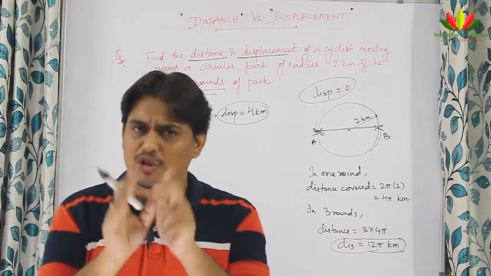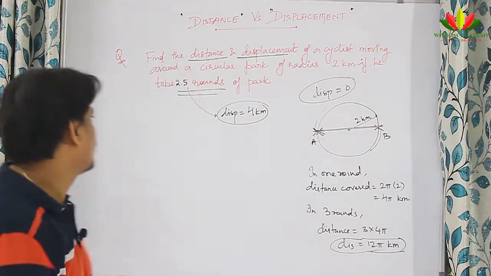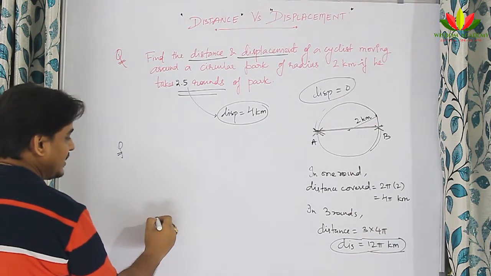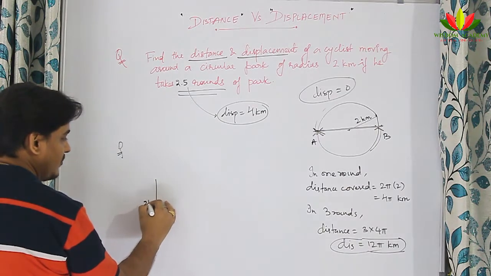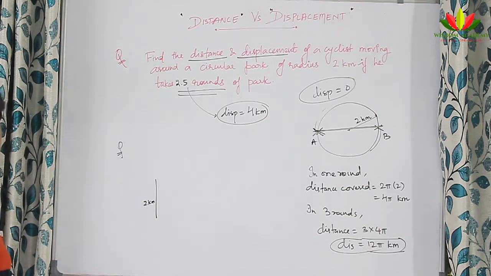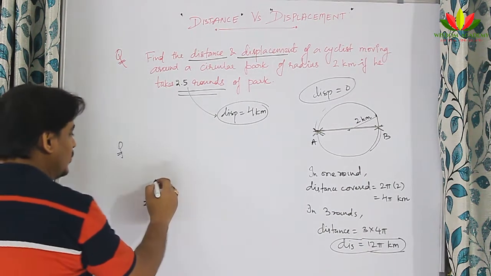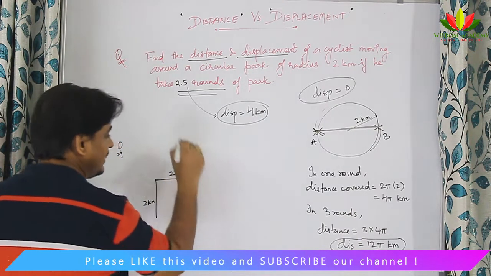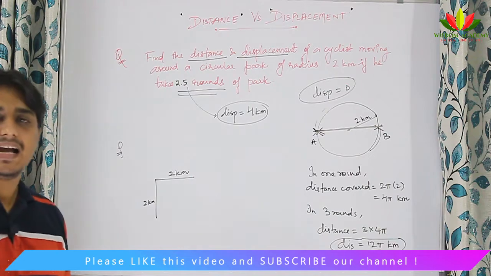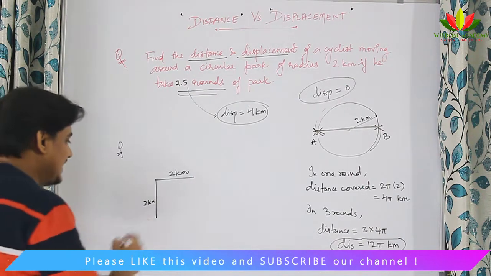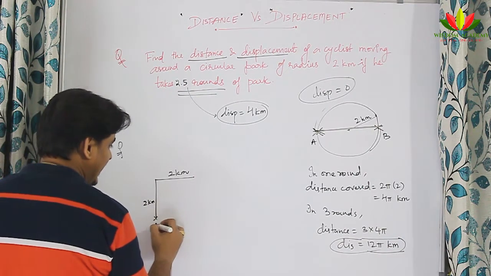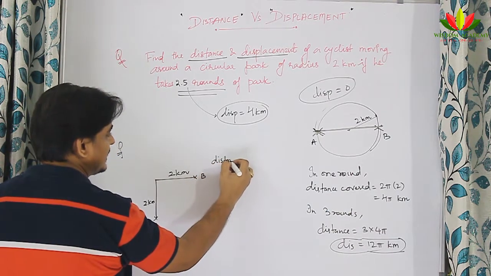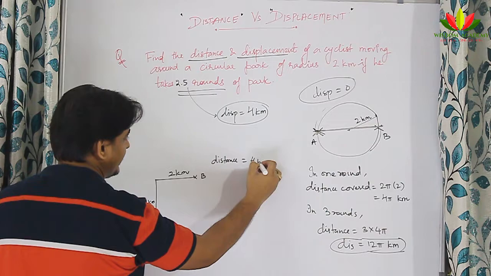So, questions can ask you in one more way. The question can even be asked like, if a person goes 2 kilometer in the north direction, then takes a turn in the east direction and goes another 2 kilometers, then what is the distance covered and displacement? So, in this case, starting point is this A, ending point is this B. Very conveniently you can say distance covered will be 2 plus 2, that is 4 kilometer.